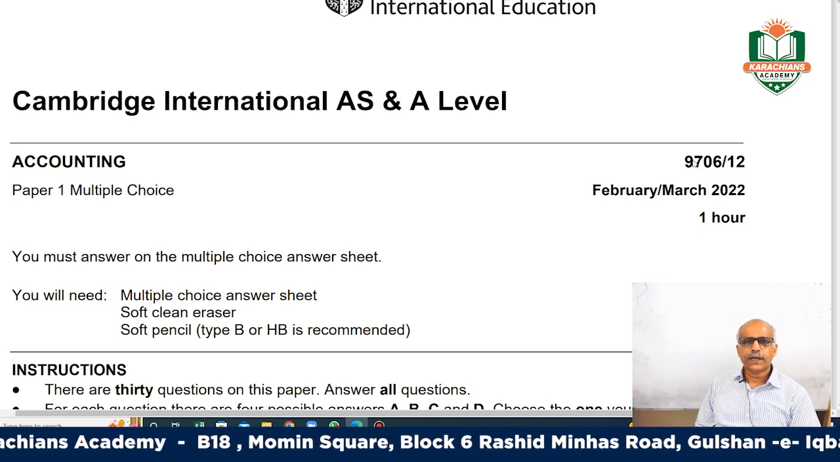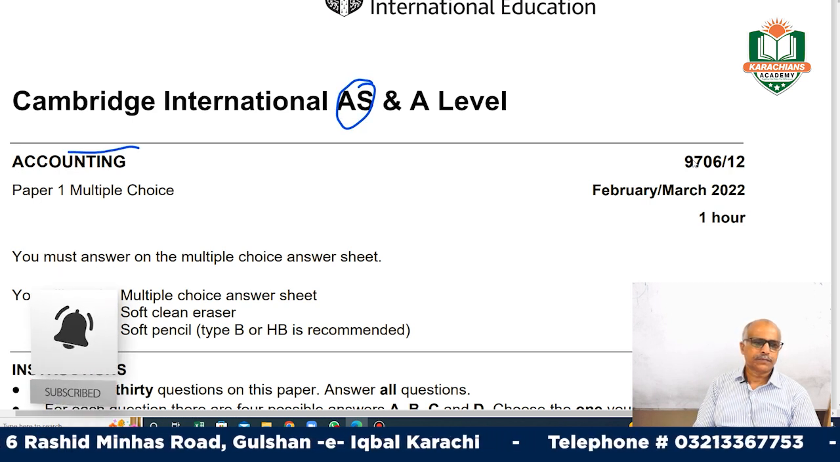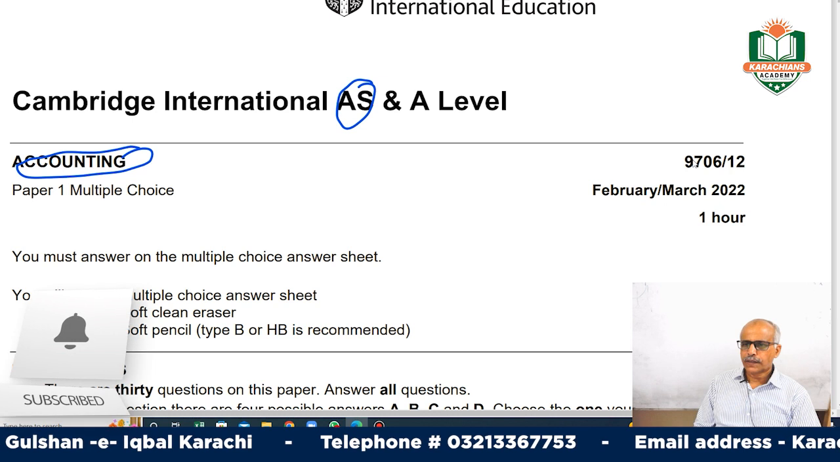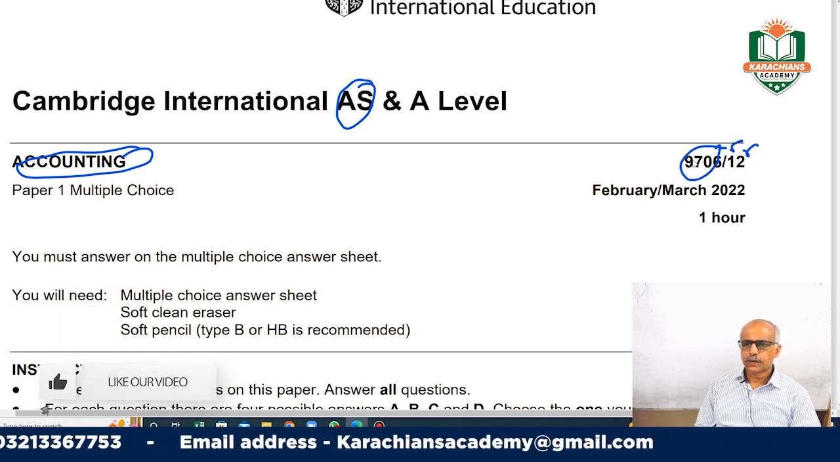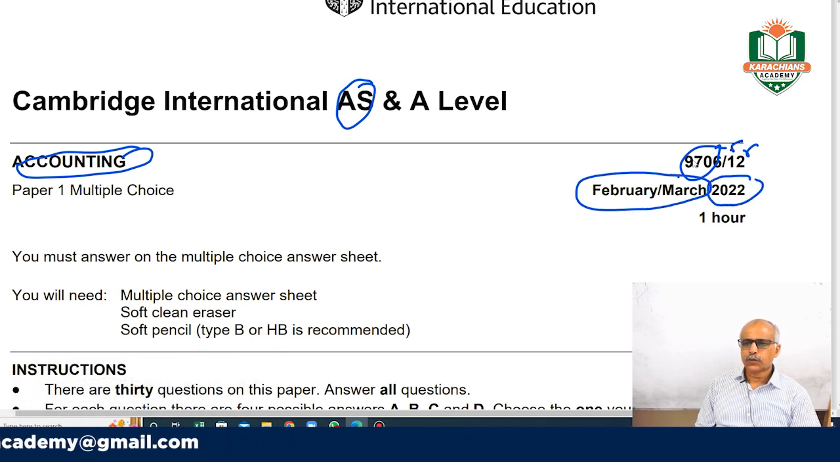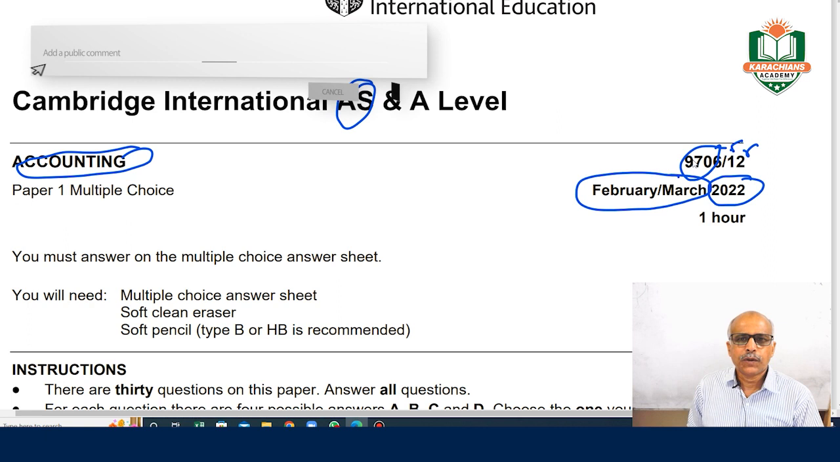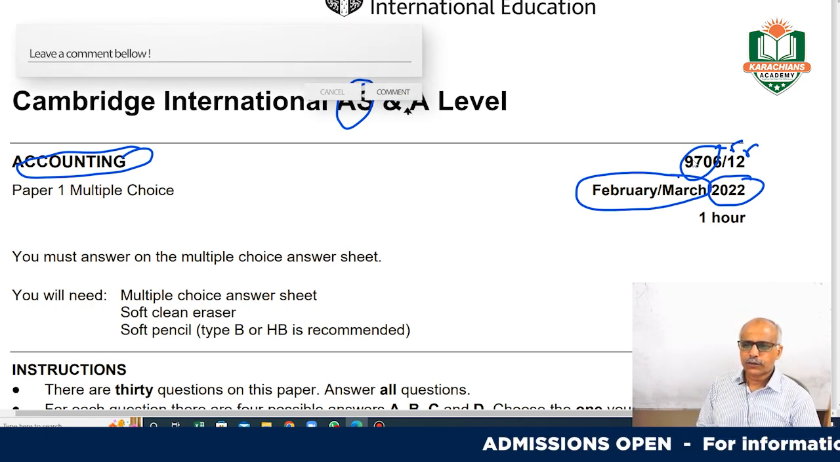So today we have selected AS level Accounting 9706, Paper 1 and Variant 2, attempt February-March 2022. This is an MCQ-based paper, so we will be doing it today.